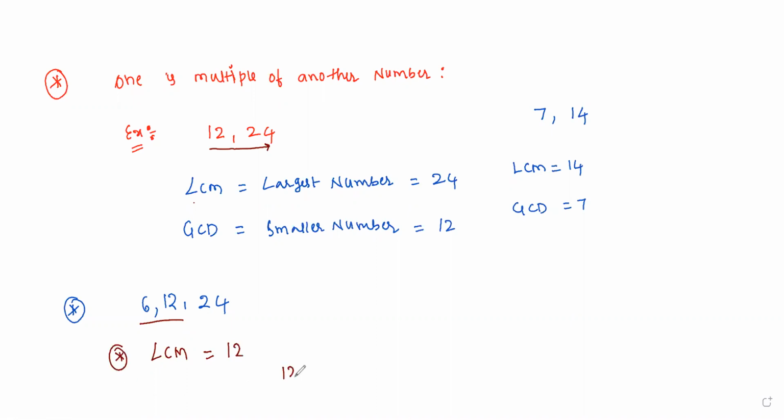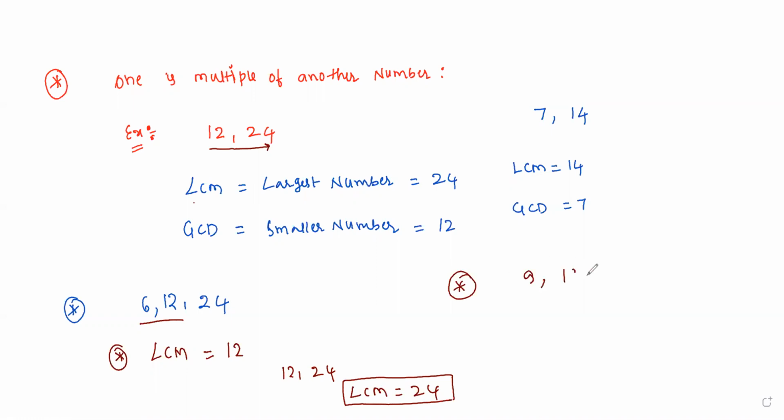Now 12 and 24 are there. Here again these numbers are in the multiple relation. So the largest number always becomes the LCM. So here the final LCM becomes 24. So let me explain once again with another example.